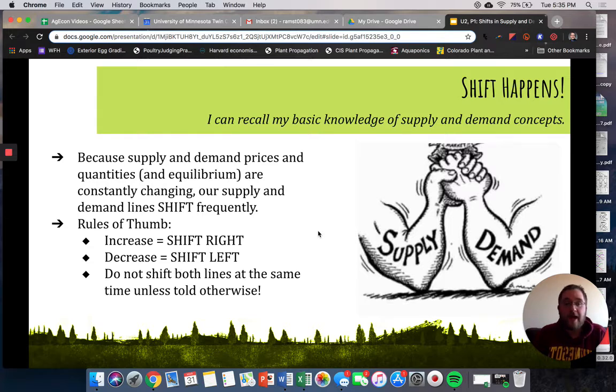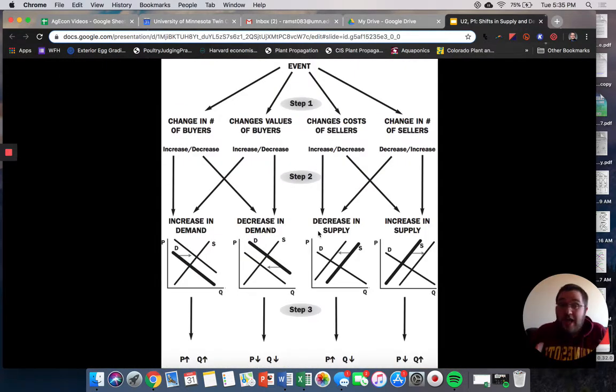So when we give you a problem or we ask you to identify something based on a present situation, we want you to look at what is changing first, not what is changing later. What is changing first, okay? So rule of thumb, if we have an increase, move to the right. Rule of thumb, if we have a decrease, move to the left. And rule of thumb, shift one line at a time. Those are your 3 rules of thumb. Don't forget them.